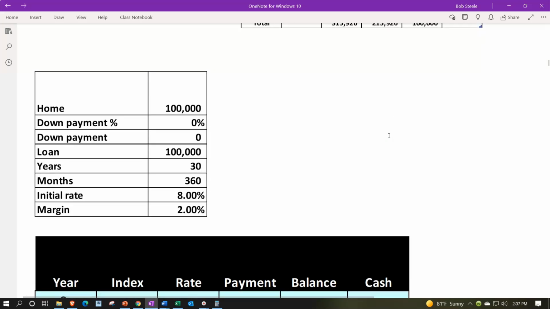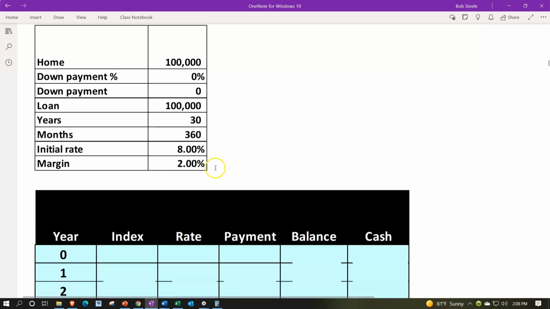Now, let's put the twist in place. Let's go to the ARM. So we have the adjustable rate at this point in time, and we're going to be looking first at what that rate will be. We've got the loan, 100,000, still 30-year, 360 periods. The initial rate, we're going to start at 8%.